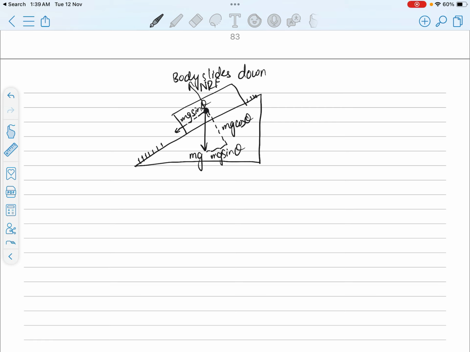Now if the body is sliding down and you push it with the forward force F, there will be some friction F. So in this case, maybe we will ignore the F, we will assume that there is no external force acting, the only force is the mg sine of theta.